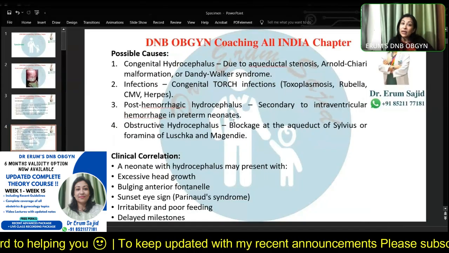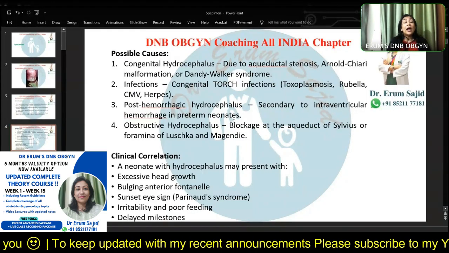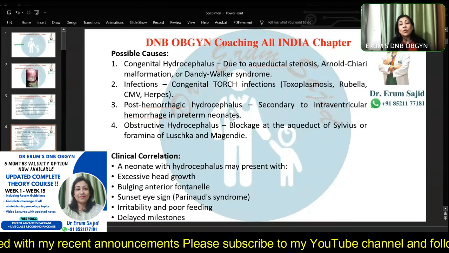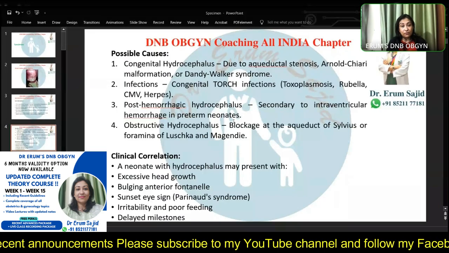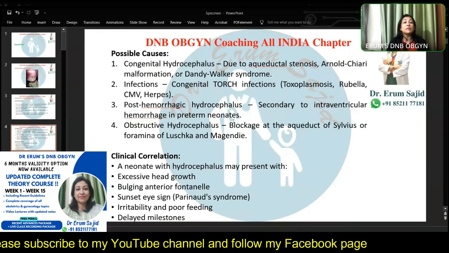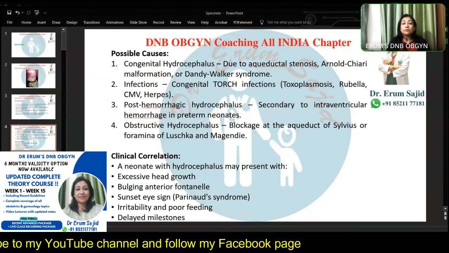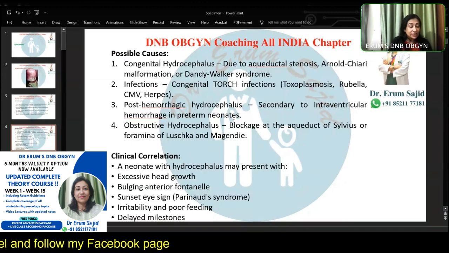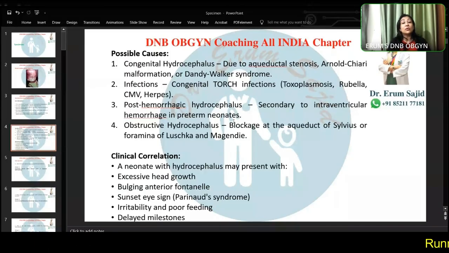You'll first tell me what all you can see and why you are thinking it is hydrocephalus, right? The possible causes will be the next question. What are the causes of hydrocephalus? There is congenital hydrocephalus, sometimes because of certain infections, sometimes because of hemorrhage, sometimes because of other reasons. One is due to aqueductal stenosis. Actually, that is the most common cause. Arnold-Chiari malformation and Dandy-Walker syndrome both have this problem of aqueductal stenosis, but that's not the only blockage. You can have a blockage of the aqueduct of Sylvius as well.